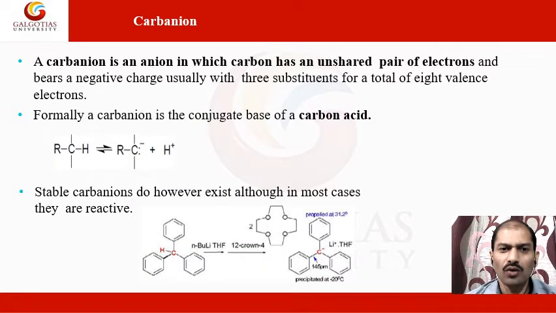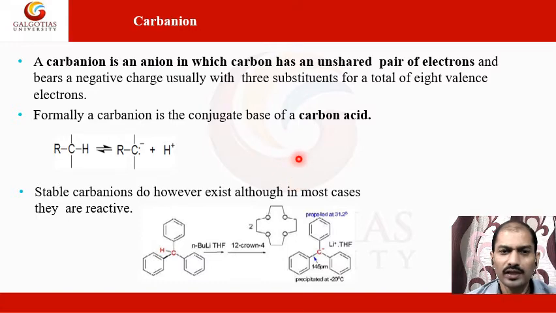Now coming to carbanion. A carbanion is an anion in which the carbon has an unshared pair of electrons. It has a negative charge, usually with three substituents, for a total of eight valence electrons. Formally, a carbanion is the conjugate base of a carbon acid. Here, this carbon is attached to an alkyl group and to other groups.